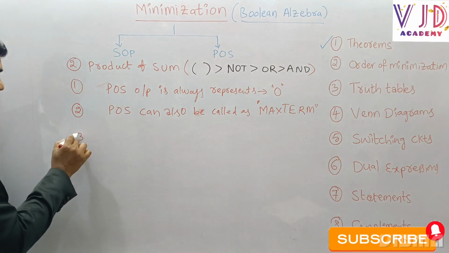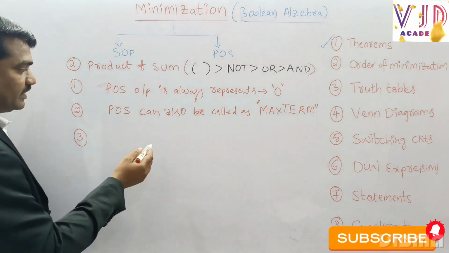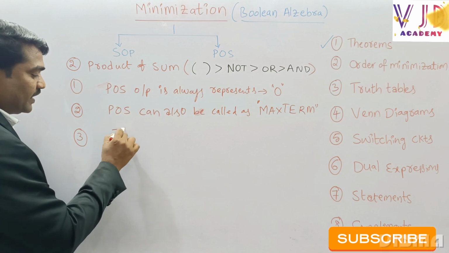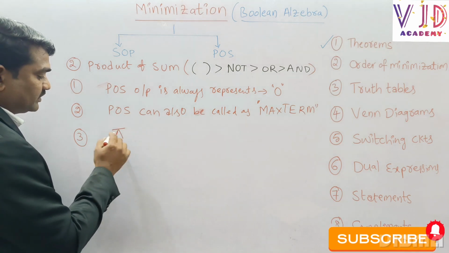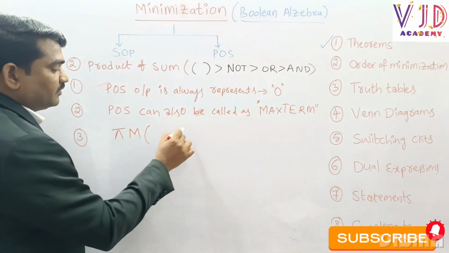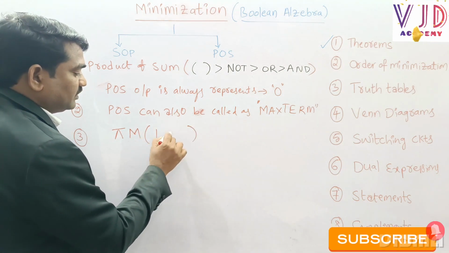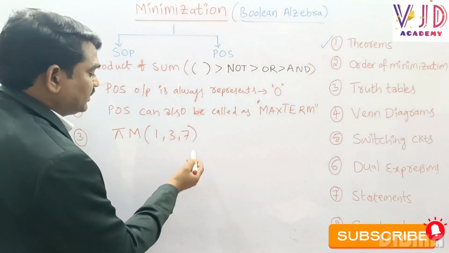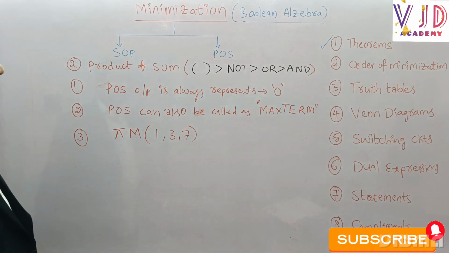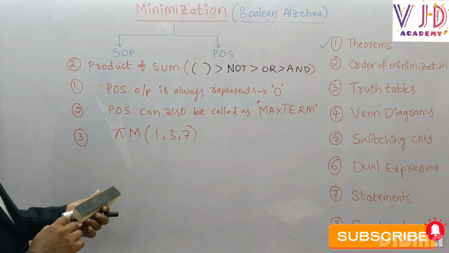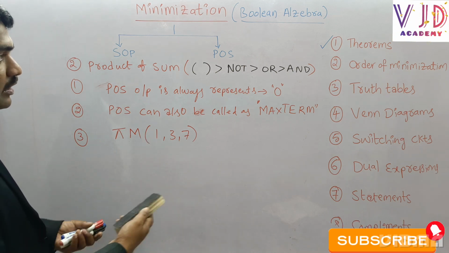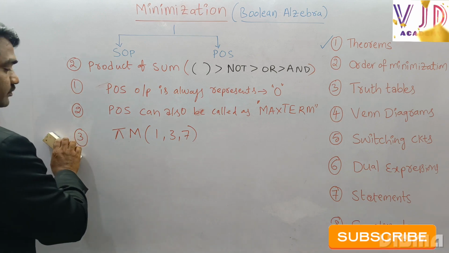And third point here, the max term, or we can say POS, can be represented with pi, capital M with some values, we can say 1, 3, 7, something like that. Let us understand this notation also. So now let us try to understand with an example what is the POS, how to do POS minimization.